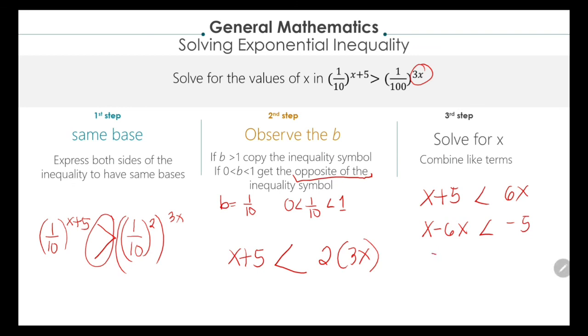Now, x minus 6x is negative 5x is less than negative 5. Divide both sides by negative 5. Okay, narinig nyo na naman. Nag-divide na naman tayo ng negative 5, for us to eliminate negative 5 as the numerical coefficient of the variable x for us to solve for x. So, from less than, it will become greater than. Then, negative 5 divided by negative 5, we have positive 1. So, therefore, the possible values of x is greater than 1. Okay. The possible values of x that will make the exponential inequality true is x is greater than 1.